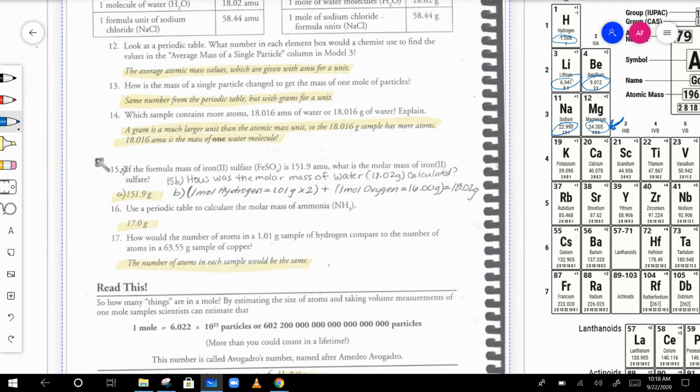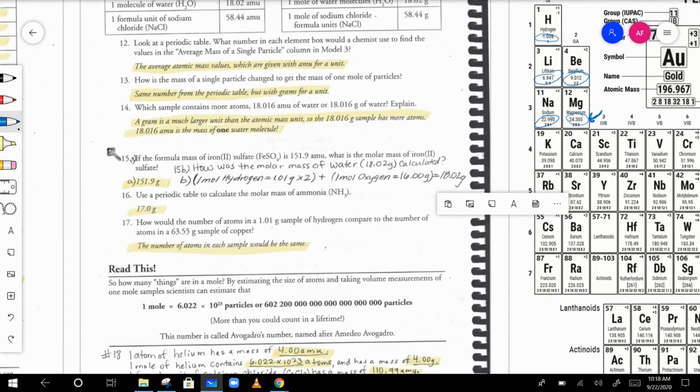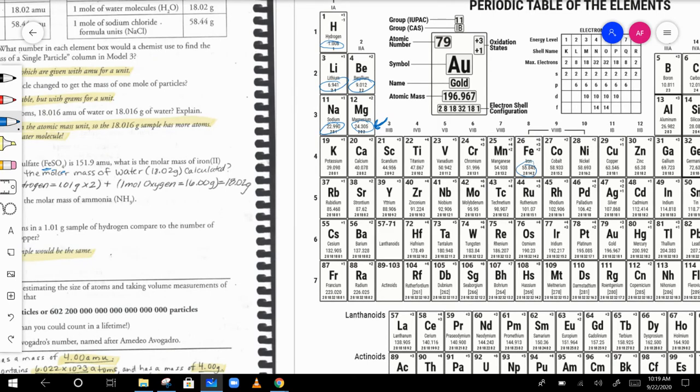So if we want to find the molar mass of a compound, as we did here for iron(II) sulfate, we take the mass of iron plus the mass of sulfur plus the mass of 4 oxygens. We do that by looking at the periodic table. So iron here is 55.845.